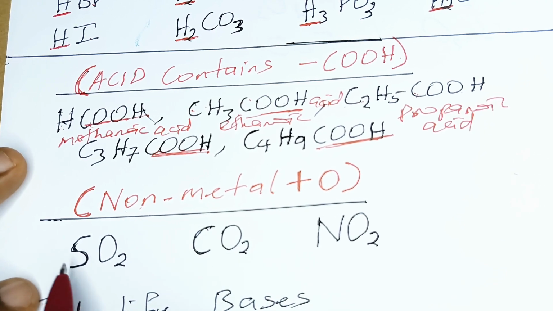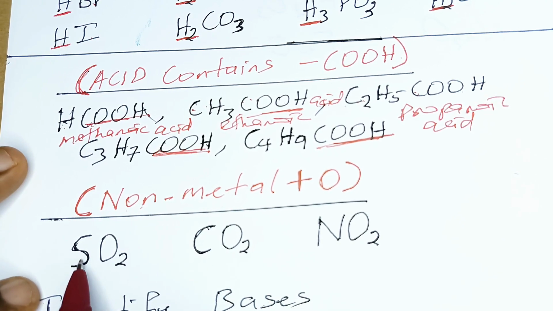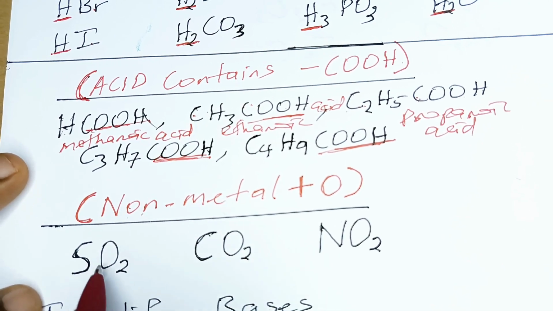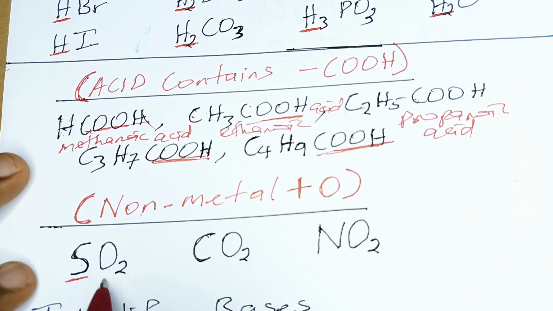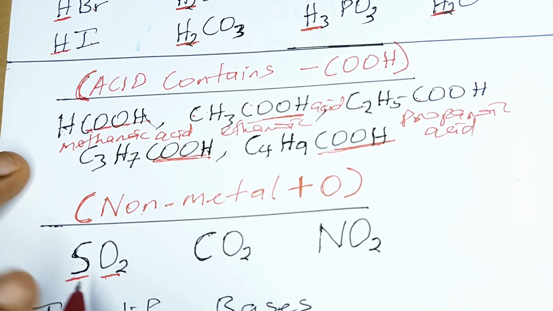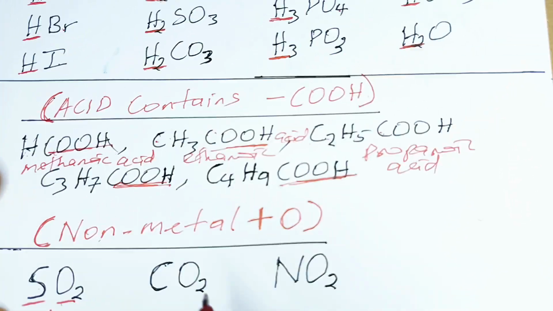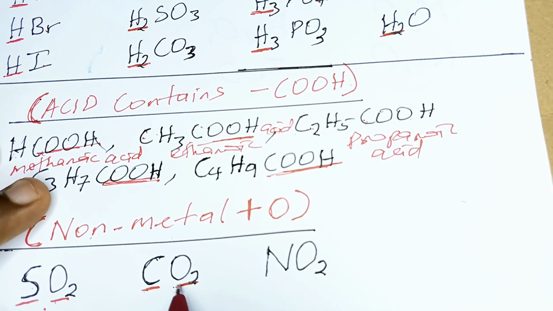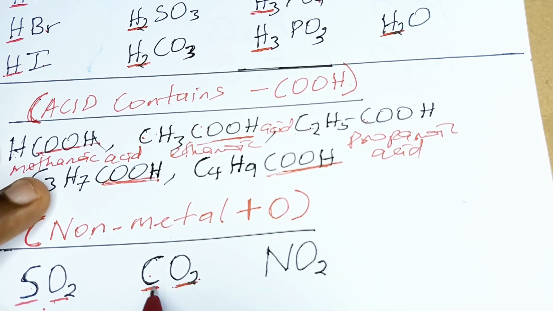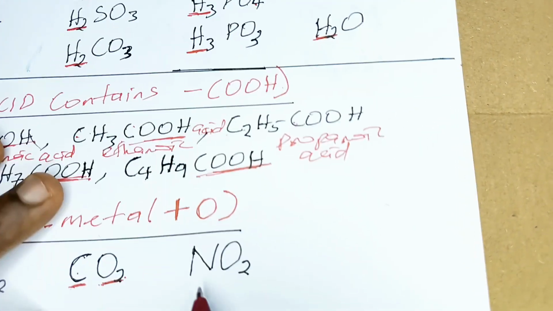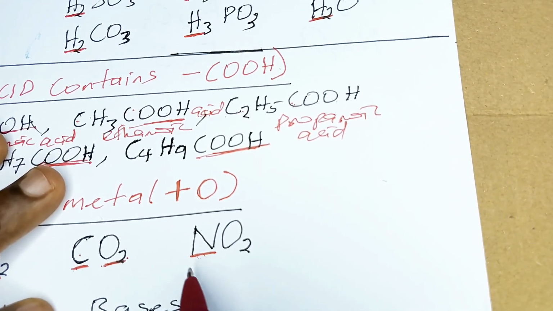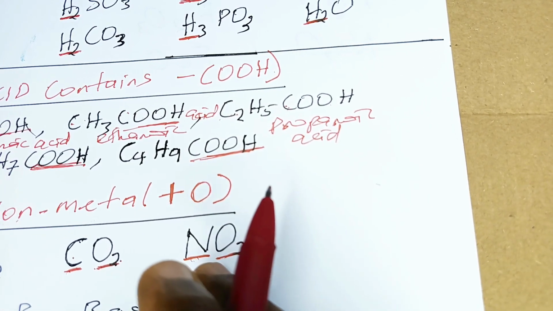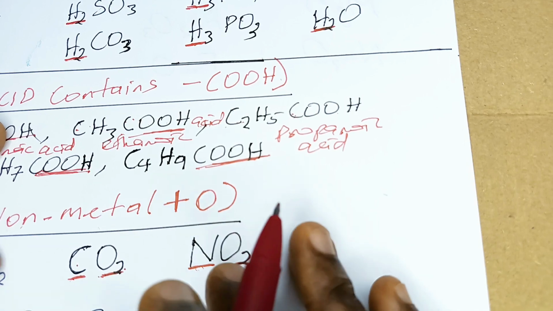So you can see this. We call this one sulfur 4 oxide. Because of the presence of this non-metal joining with oxygen, this is an acid. Another one, because carbon is a non-metal joining with oxygen here, this is carbon 4 oxide, is also an acid. Because of this non-metal, which is nitrogen, joining with oxygen here, is also an acid. So that is how we know acid.